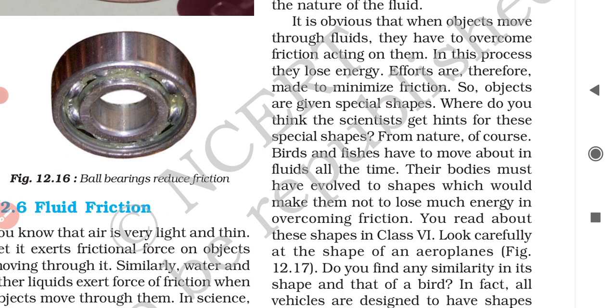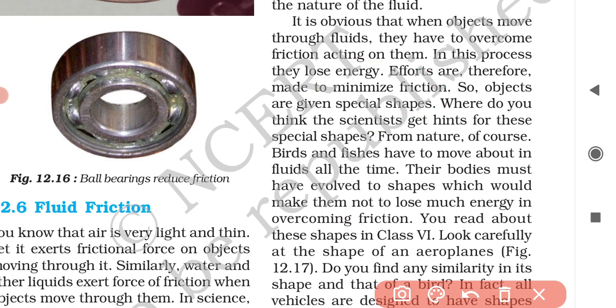So in this process, they lose energy, because they have to overcome the frictional force. Therefore, efforts are made to minimize the frictional force. How? By giving the object some special shapes.